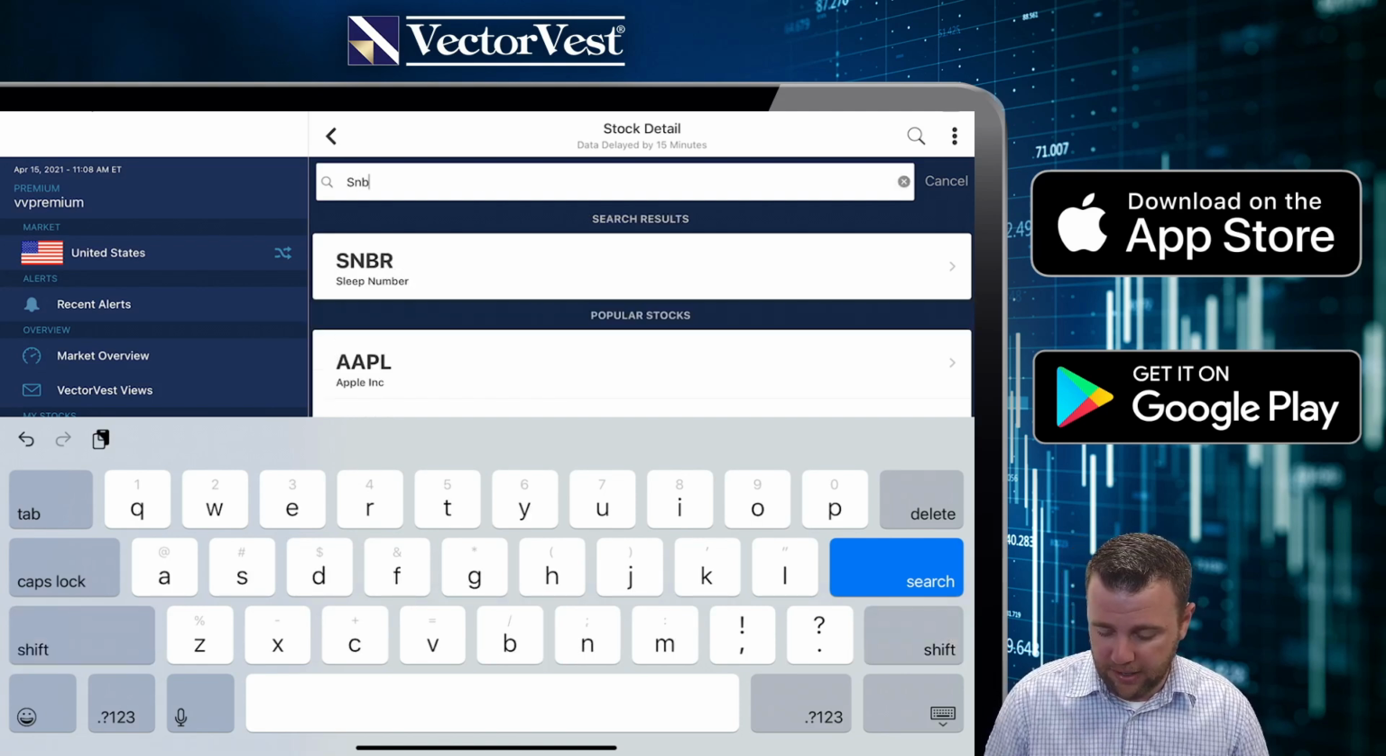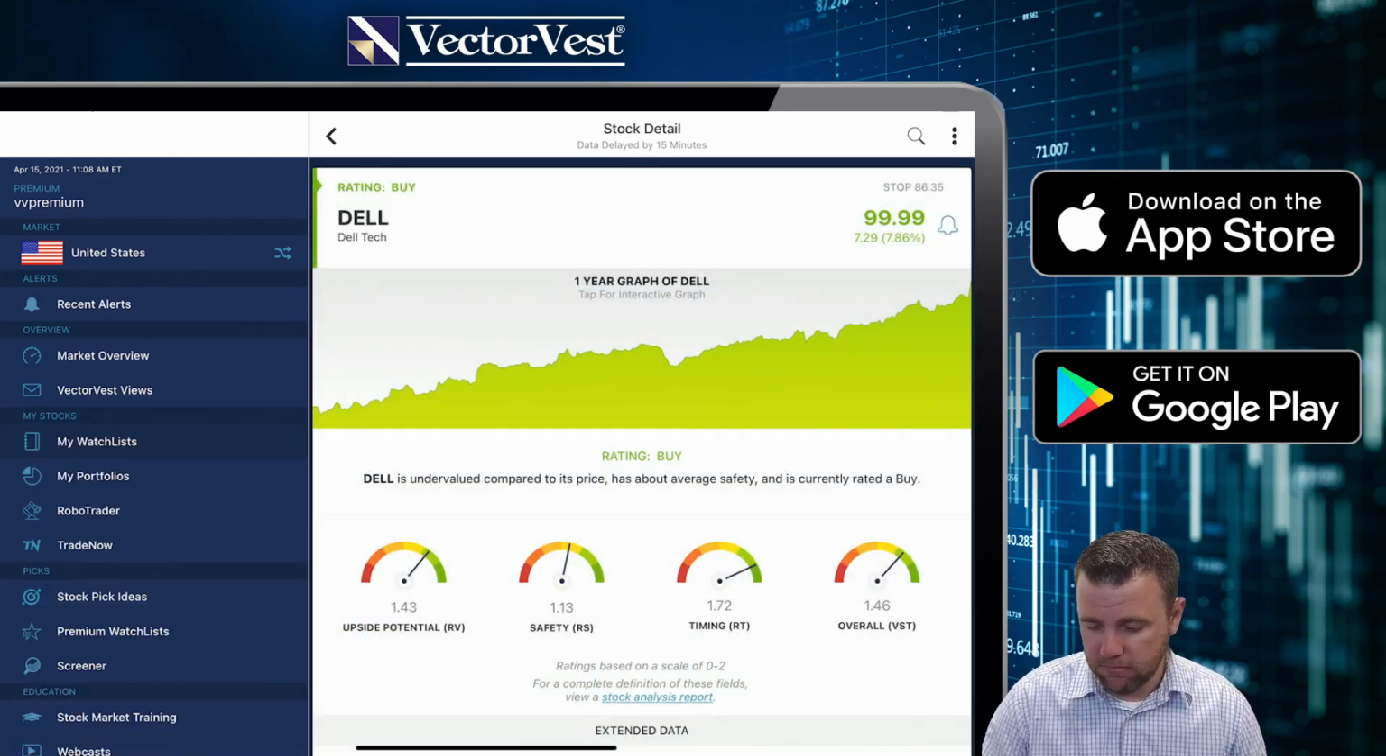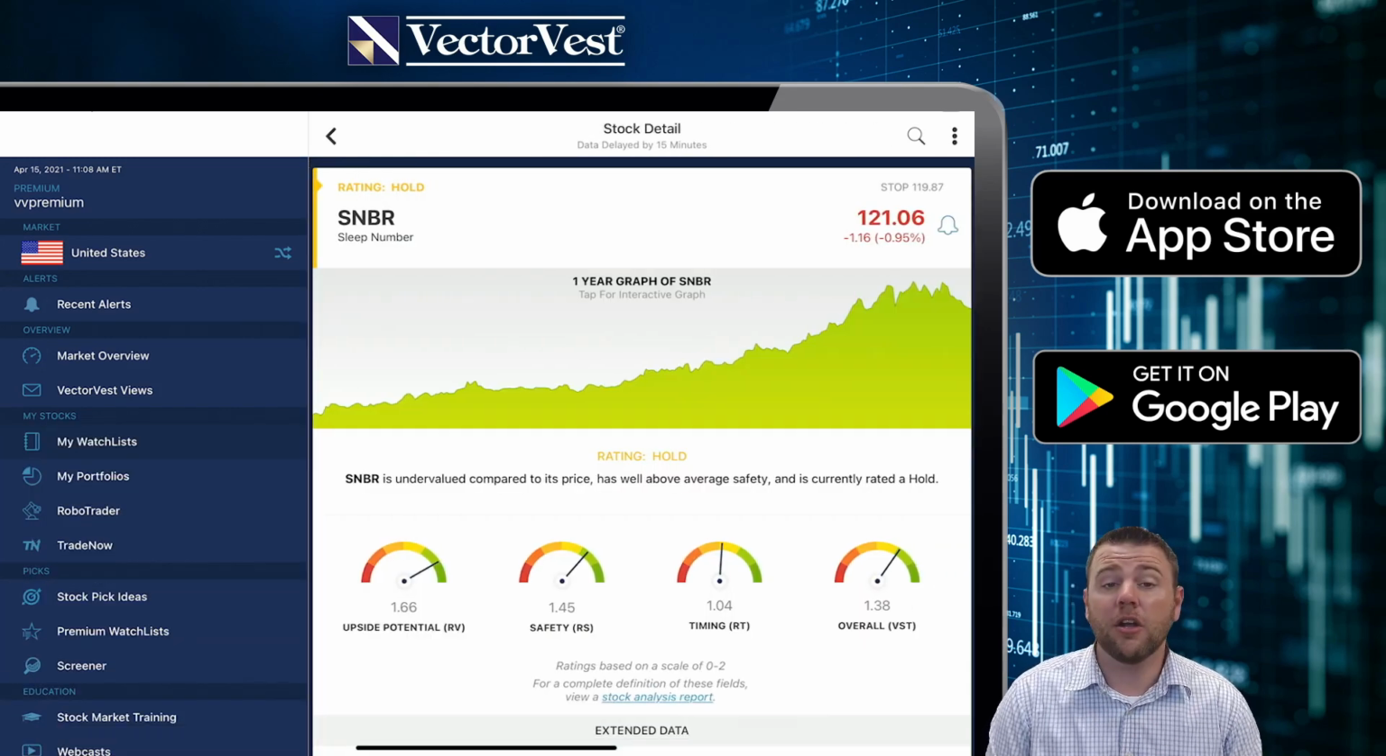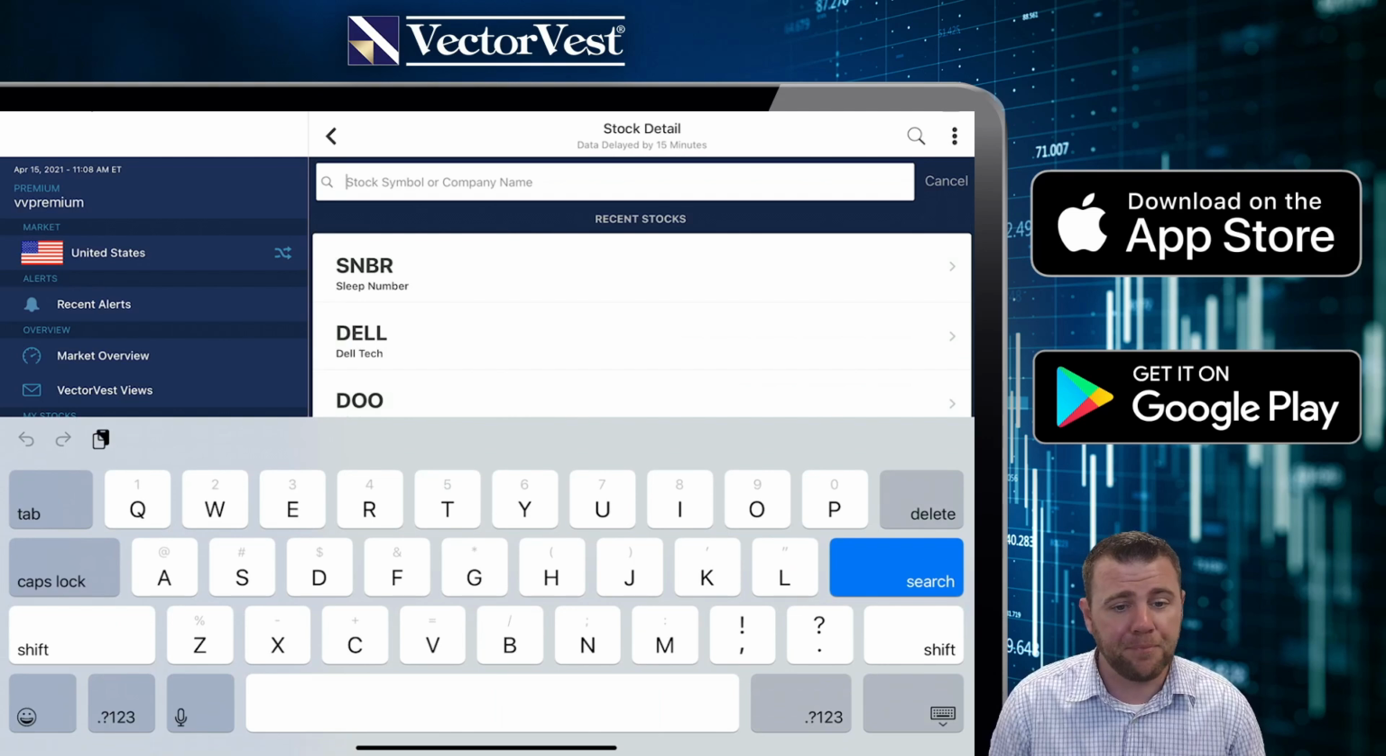SNBR. Sleep Number. Good long-term potential. Solid fundamentals. Timing has been pulling back a little bit, so keep an eye on RT. Typically, we want to see the RT at 1.1 or greater. At 1.04, it's still in an uptrend, but not a very strong uptrend, and it's telling us that we should be paying attention to this a little closer here. So at 1.04, basically flat right now. Still a good stock, strong fundamentals. Would like to see that RT pick up.